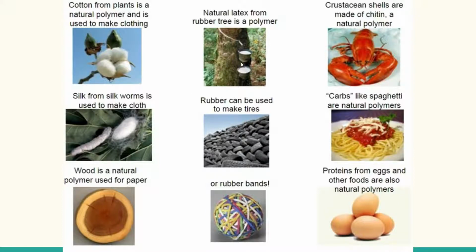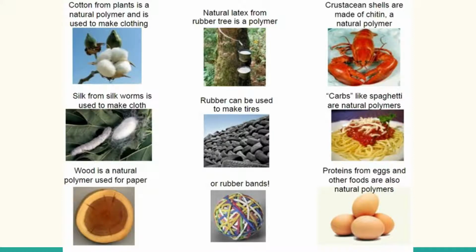Natural latex from a rubber tree is also a polymer, and we can use that to make tires or rubber bands, but the individual rubber polymers are chains and they're natural. Chitin is a polymer that a lot of arthropod shells are made out of. So crustaceans and bugs and stuff, a lot of their armor, their exoskeleton, is made of these natural chains. And then everybody likes carbohydrates. Carbohydrates themselves are polymers, and proteins are polymers.